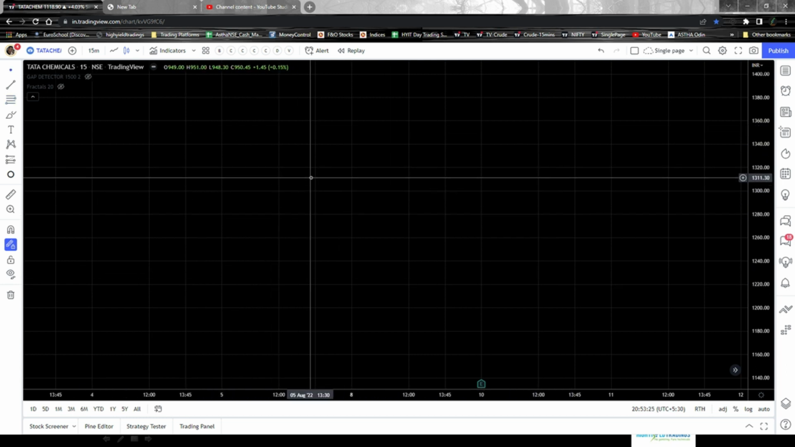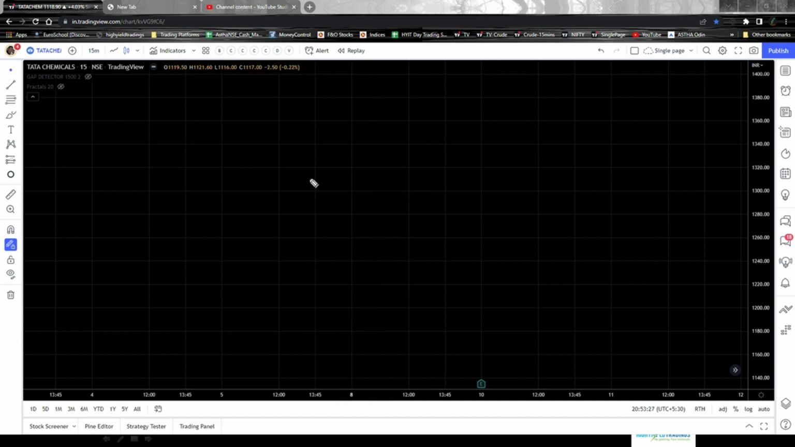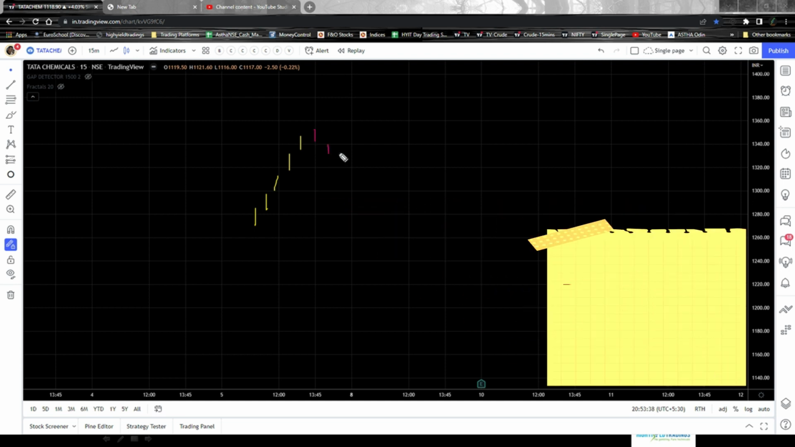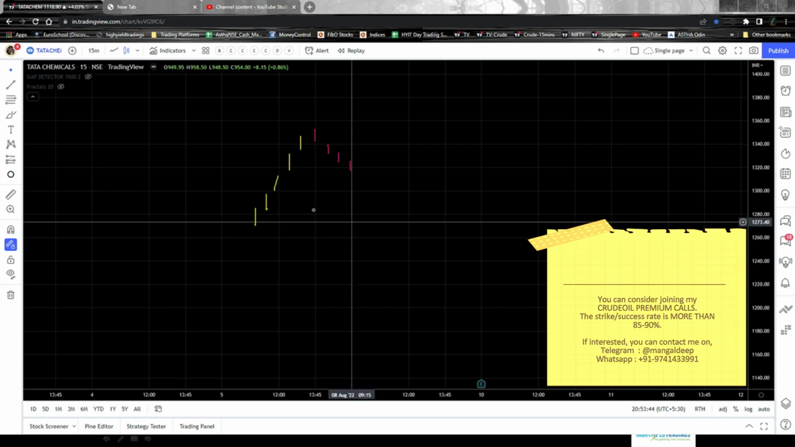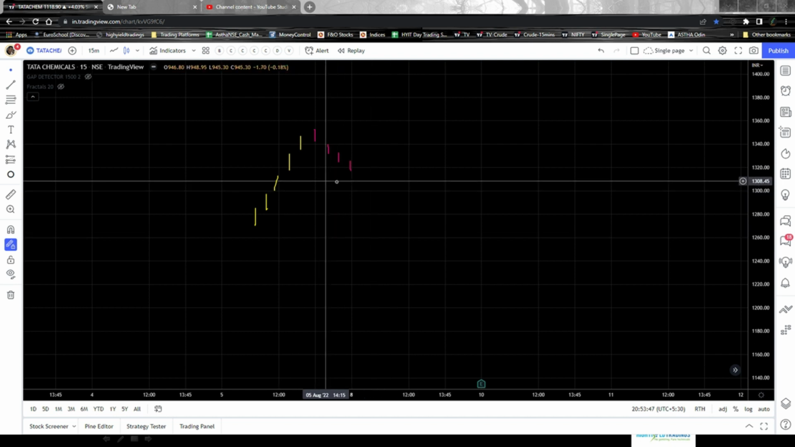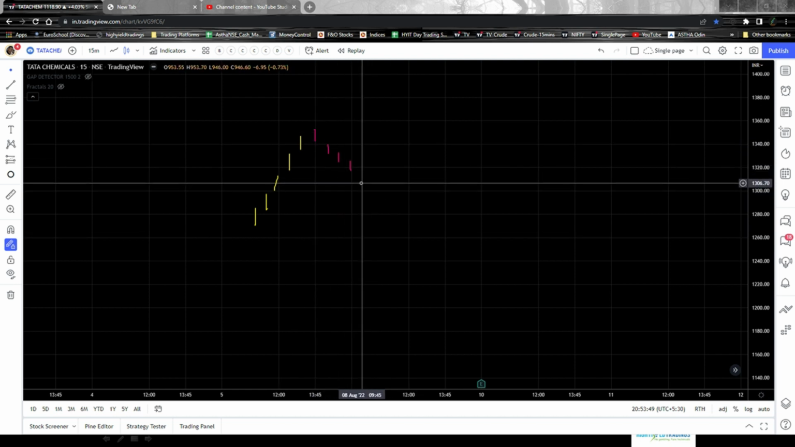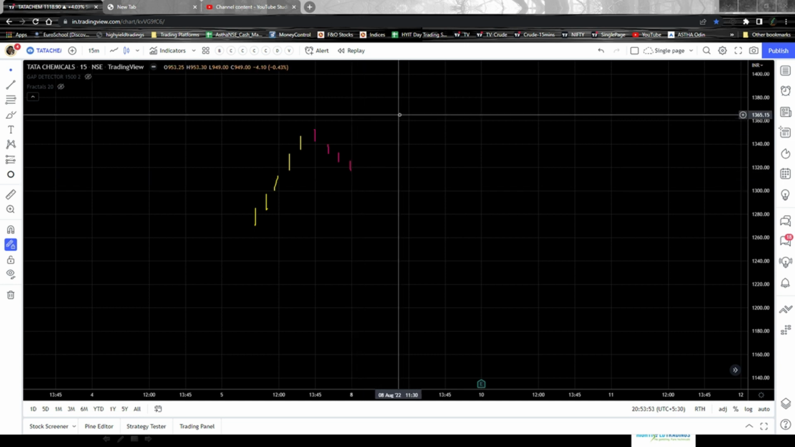Let me bring in the pen, and let's say a stock is going up like this. It faces a resistance somewhere here, and then it starts falling down. Fibonacci retracement will be used to know till what point the stock will retrace down, and from where it can take support and again start moving up. That is the whole purpose of using the Fibonacci retracement tool.